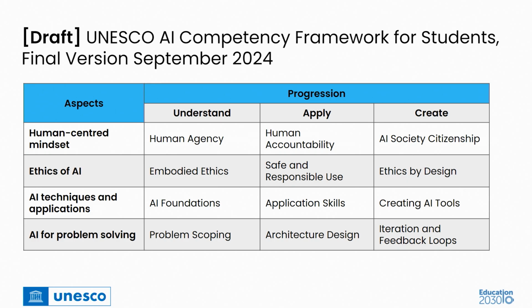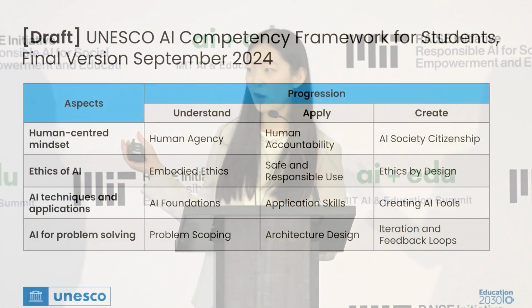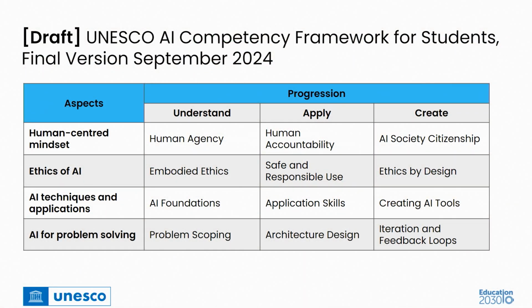So this framework has 3 progression levels: understand, apply, and create, and 4 competency aspects, which are human-centered mindset, ethics of AI, AI techniques and applications, and AI for problem solving. And at the intersection of the aspects and levels are what we call competency blocks. And when this framework is released, we'll be releasing curricular goals as well as recommended activities with this framework.